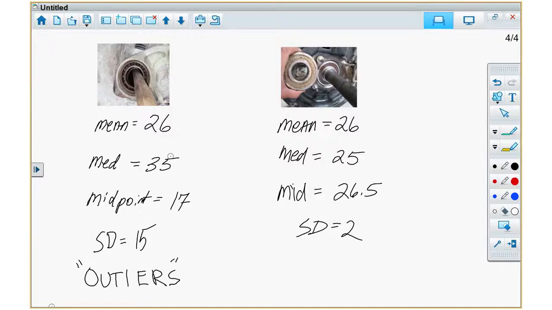Okay, so when you're looking at data, when you're looking at numbers, test scores, let's say you have a test or class that you took, and let's say that you made a 73, a 74, a 73, a 72, and a 51. What's wrong with those numbers?